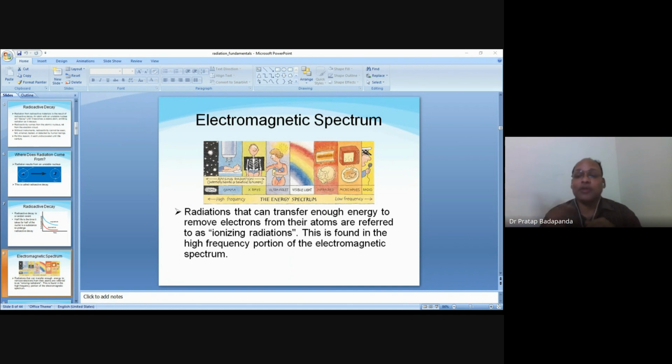Also, some amount of energy will be released, but it is not that hazardous. This is found in the high frequency portion of the electromagnetic spectrum. This is only found in this case. Okay, now come down.